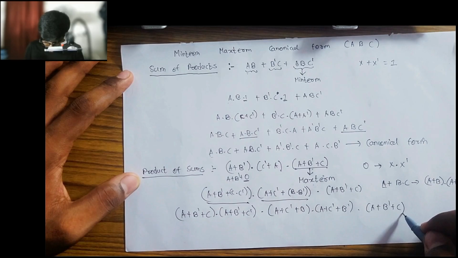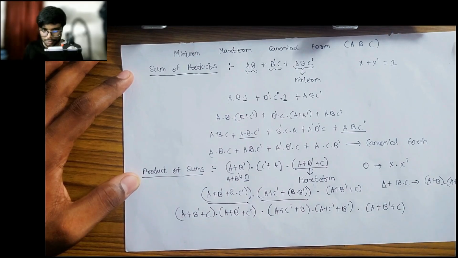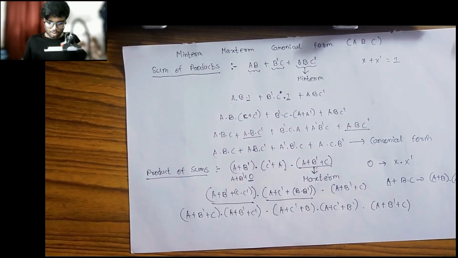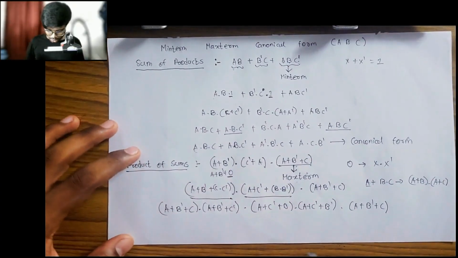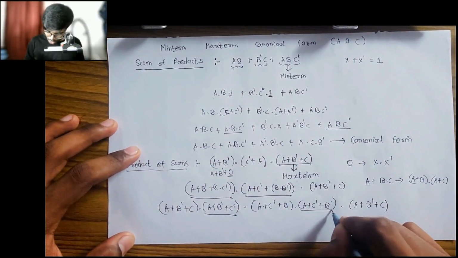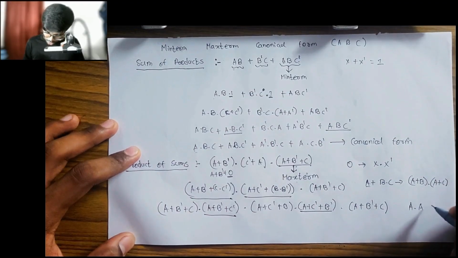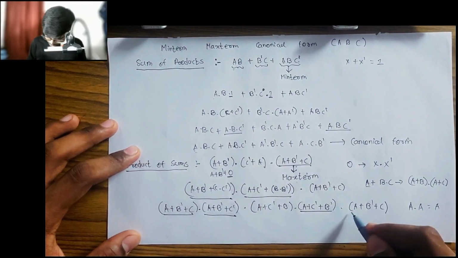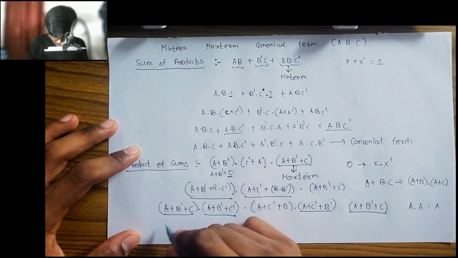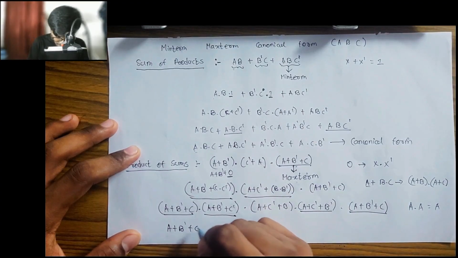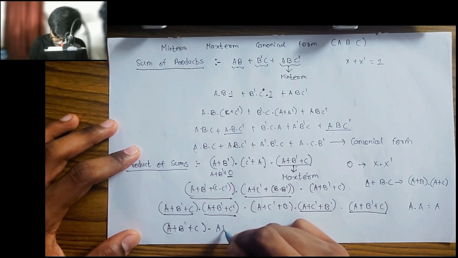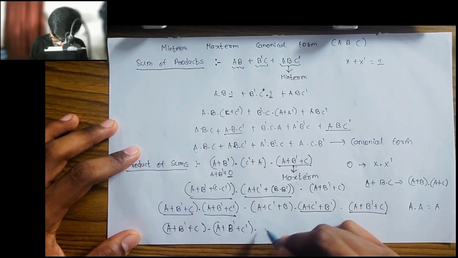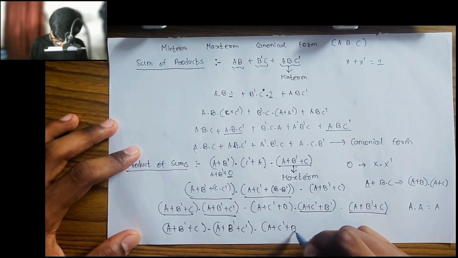So I don't think there are any missing terms. No, I was mistaken. There is indeed a repeating term. As we know, A·A is nothing but A, so just replace it with A. Okay, we have one more term as well. So that will be (A + B̅ + C)·(A + C̅ + B̅)·(A + C̅ + B).